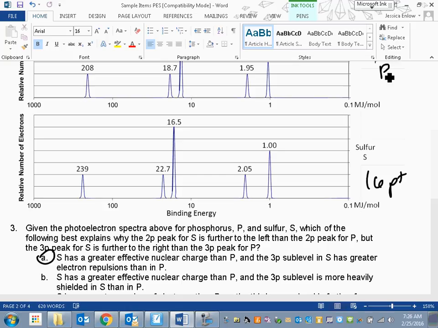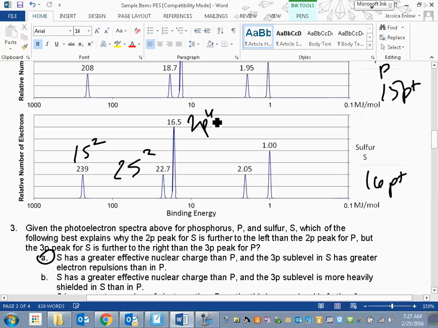Okay, so sulfur's got 16 protons, phosphorus has 15 protons. So we have a difference in Zeph, so that's one of the first things you should notice. Label these for me across. What is this? 1s2. 2s2. 2p6. You should see the difference in energy intensity. 3s2. 3p4. You can see it doubles in intensity. You should be able to read these very quickly now, okay?